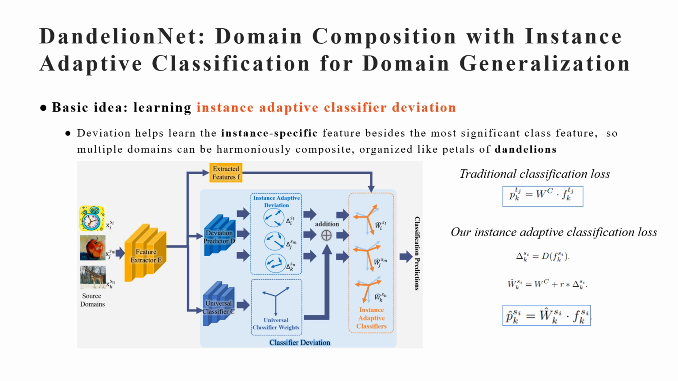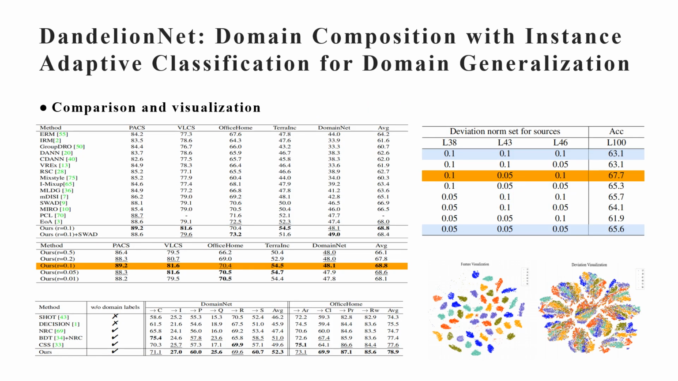After training, the universal classifier is also optimized to a less biased one, so testing with only the universal classifier is also enough. As seen in our experiment results, our method achieves SOTA in domain generalization and source-free domain adaptation benchmarks.